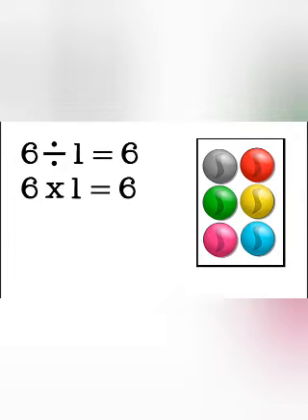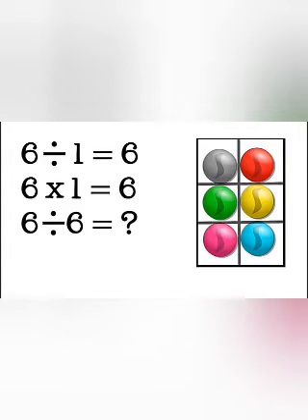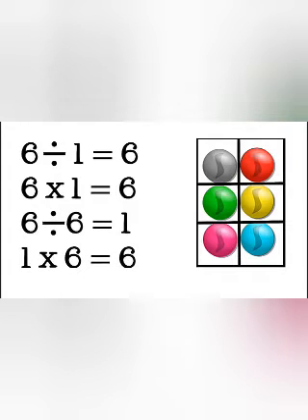What if we divide a number by itself, like 6 divided by 6? If you divide 6 things into 6 equal groups, how many things are in each group? 1. Anything divided by itself equals 1. Of course, you can check this too by looking at the related facts.